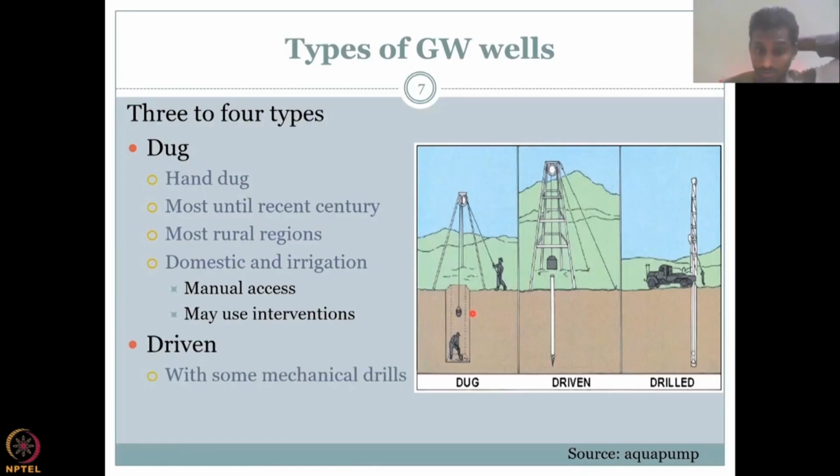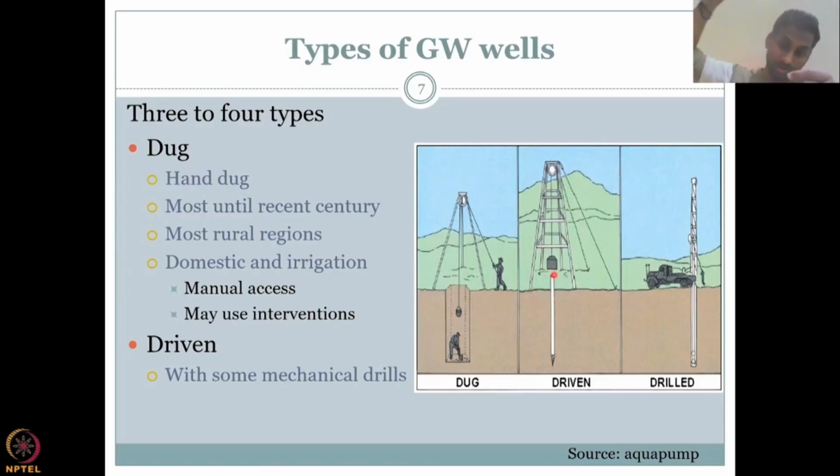Then we have the driven wells. For the driven wells, you drive an instrument inside the ground, it pierces the ground, and then you take the debris out and make a well. Most of the time here, you also don't take the debris out, because it's such a small diameter compared to the dug well diameter. You just have the drive point, and then you have a weight which goes up and down. So it is like hitting the well into the ground.